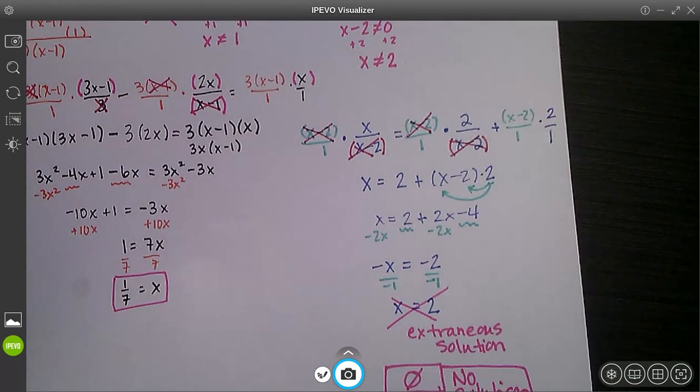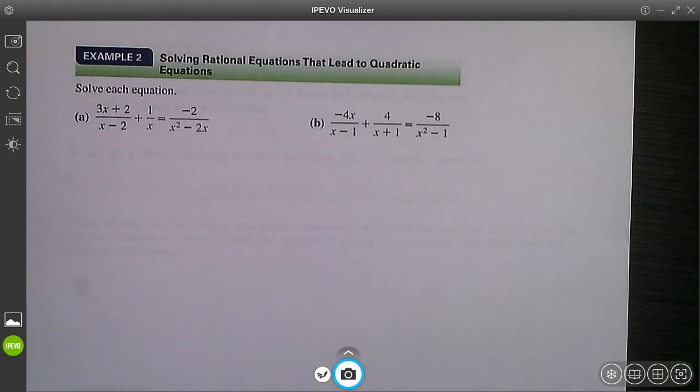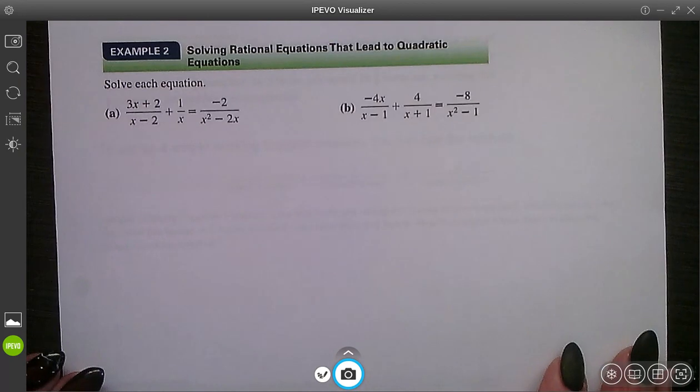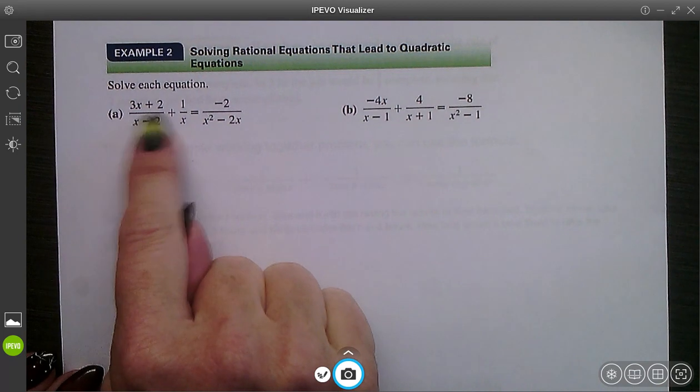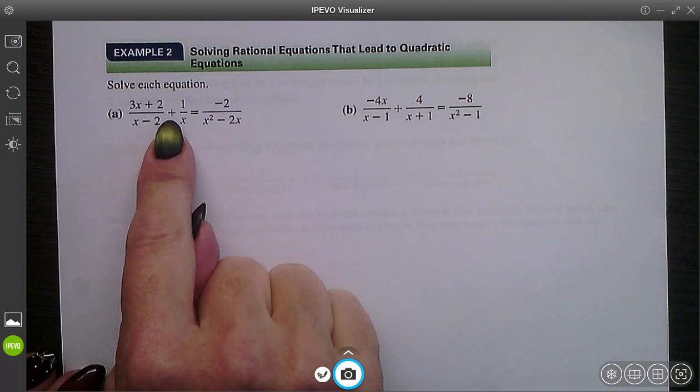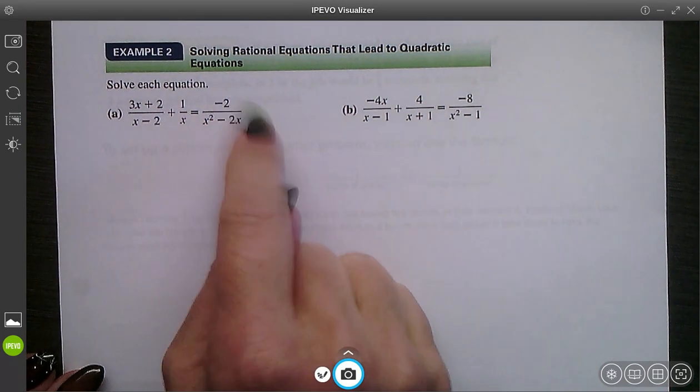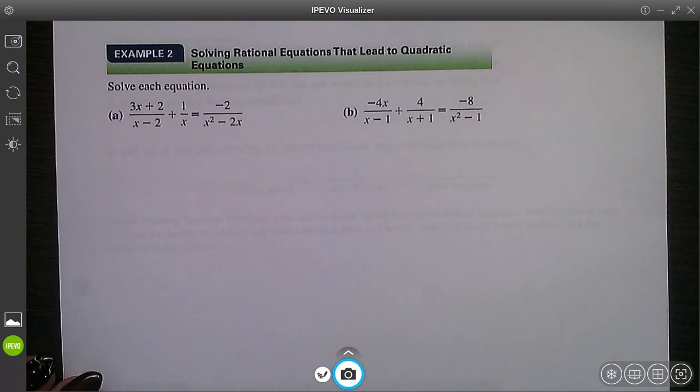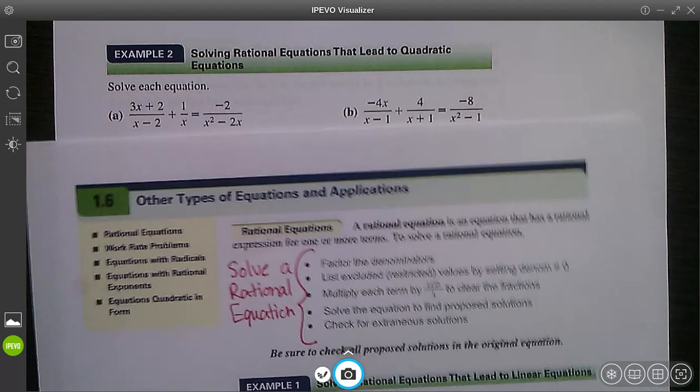Okay, let's see if I do better on the next page. Solving rational equations that lead to quadratic equations. Ooh, these will be more exciting. So here I have 3x plus 2 over x minus 2 plus 1 over x equals negative 2 over x squared minus 2x. So I'm going to remember my steps.